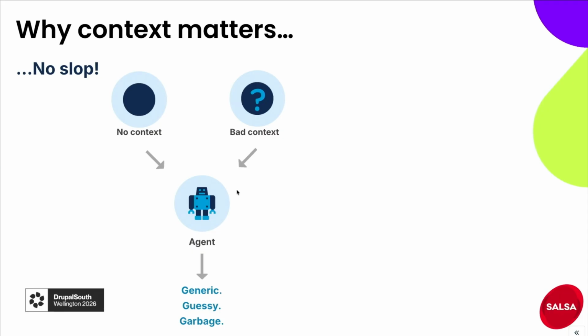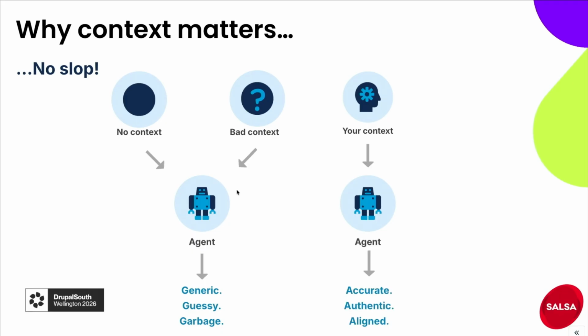So in order to not get slop, you have to look at your context. And when I say your context, you have to look at the things that make sense for your organization, your agency, your brand, and then put that into a system. And then when you feed that into appropriate agents, the outputs that come out are more accurate, authentic, aligned. That's what happens. So you don't get slop, you get good stuff. And we will be seeing this in the demo as well.